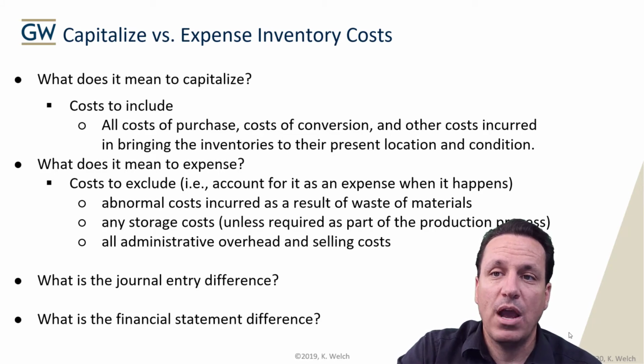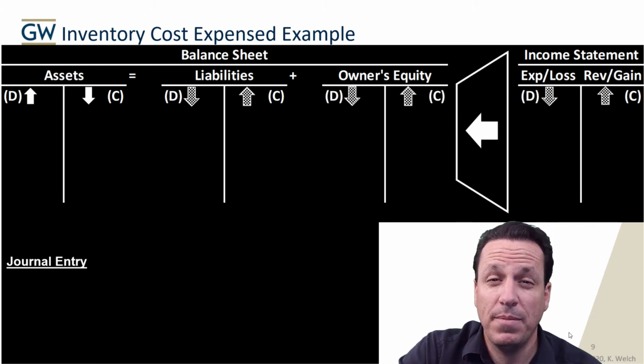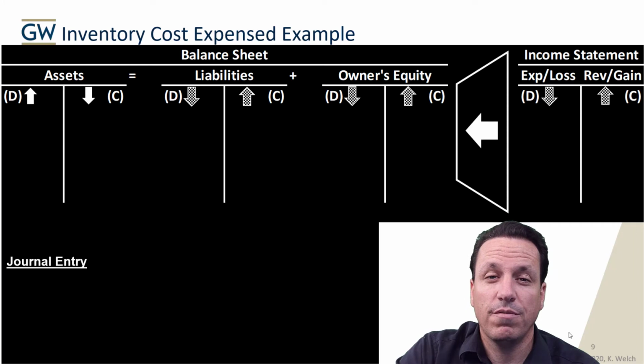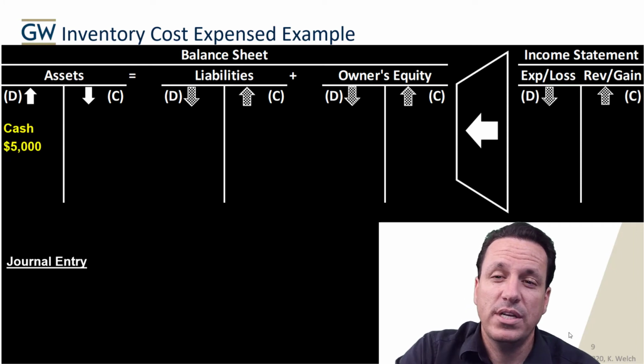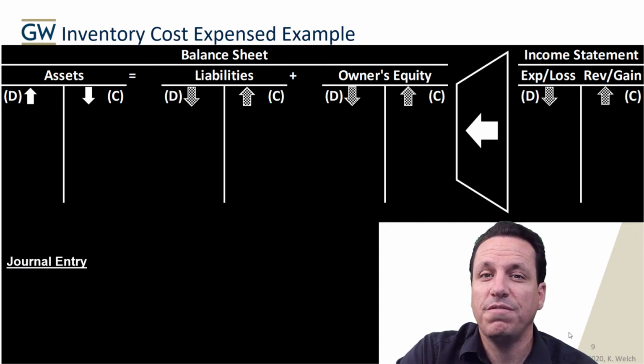Now we're going to go over an expense. All right, so this is an expense example. Sometimes you spend money on your inventory and that expense is not something that we would capitalize, based on it not being generally needed for the inventory. So let's say we had cash of $5,000. And let's say that we had to spend an additional $5,000 on our inventory to actually store it off-site.